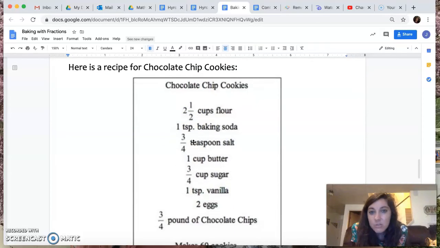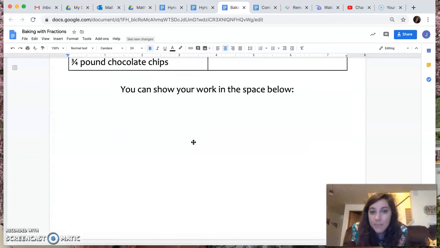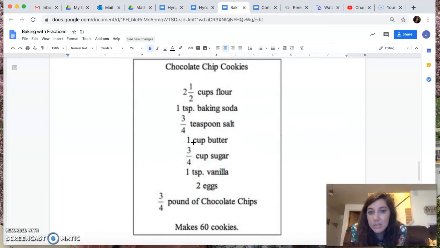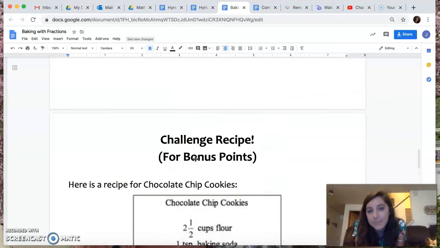And then if you want to do the chocolate chip cookie recipe, you can also try that one out. This one's a little bit trickier because you have to cut it in half. So instead of adding, you have to either divide, or you have to figure out a way to cut these ingredients in half. So it's easy when you get to 2 eggs, cut that in half, it's only 1 egg. But when you get to something like 3/4, how do you cut 3/4 in half? So you can be thinking about that if you would like.